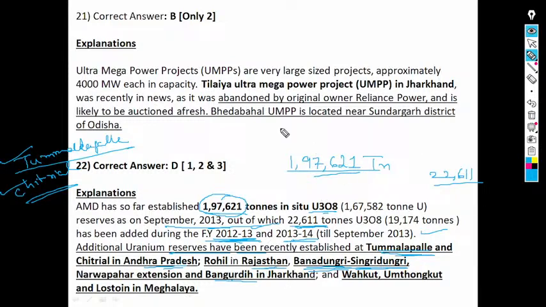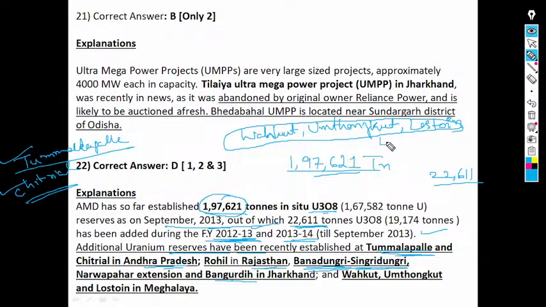And one more place is in Meghalaya, that is Wahkut, Umthongkut and Lostoin. Wahkut, Umthongkut and Lostoin, they are all in Meghalaya.